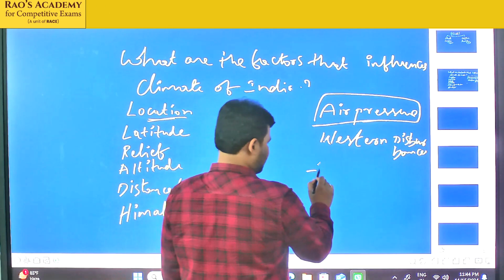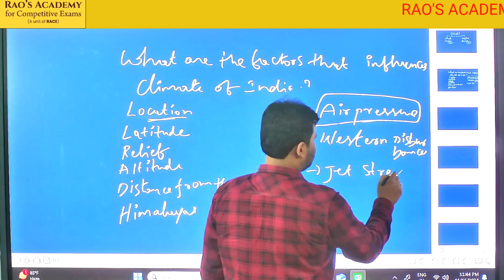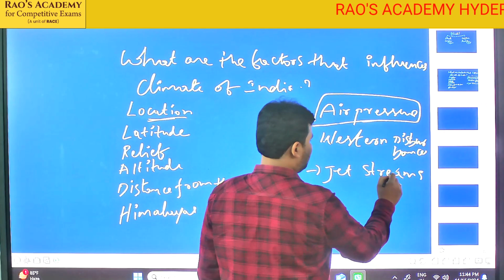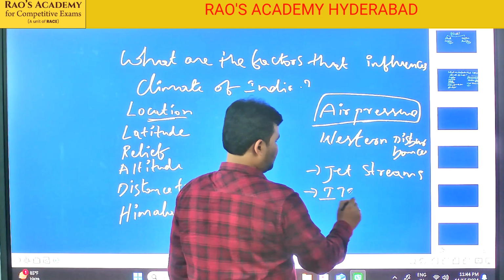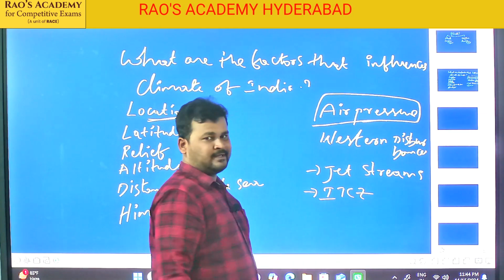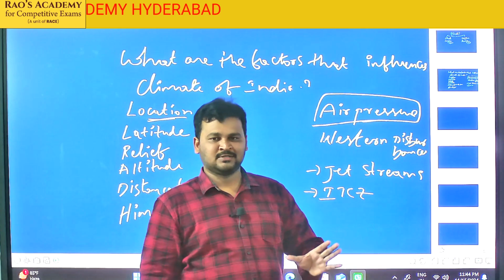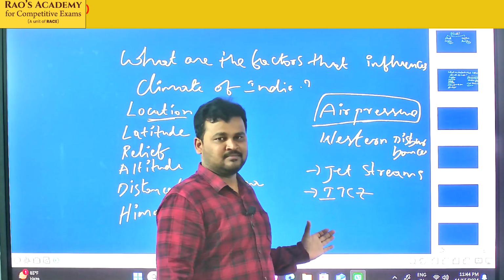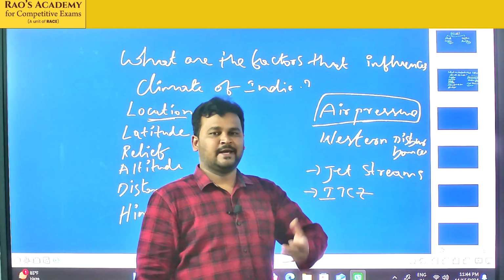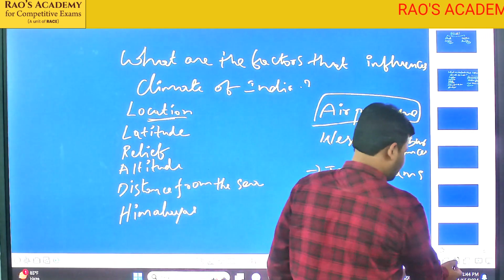One more thing is that jet streams also influence the climate. And one more thing is ITCZ, the Intertropical Convergence Zone. So it is also influencing the climate of India. Let me explain each and every factor, how they are influencing the climate of India.